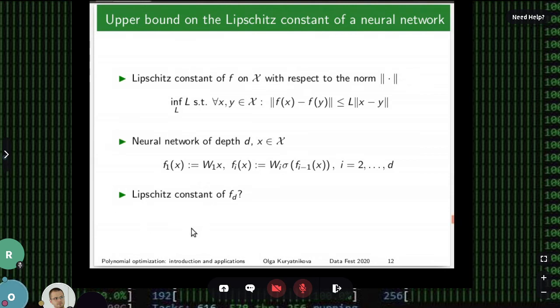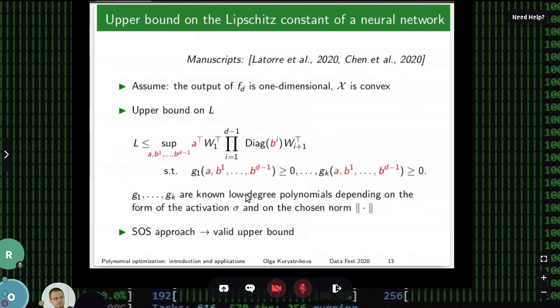Our neural network will be very simple. At every step, we weight our features x with some weighting vector w, and we have an activation function sigma. This activation function, we do not have actually any particular constraints on it. And our question is, what is the Lipschitz constant of the neural network, which is the Lipschitz constant of the last step f_T. And we will look at the upper bound.